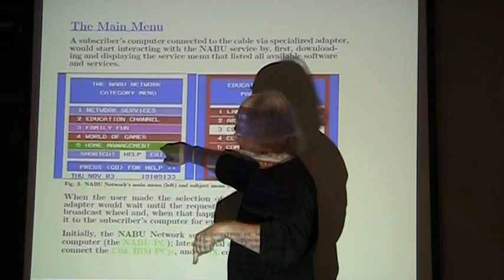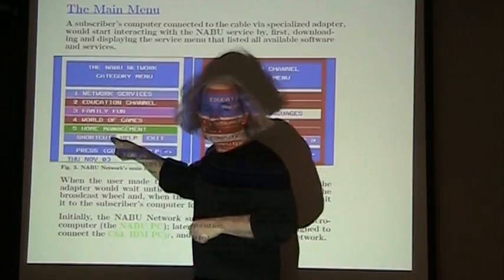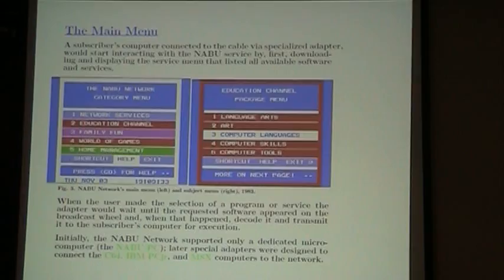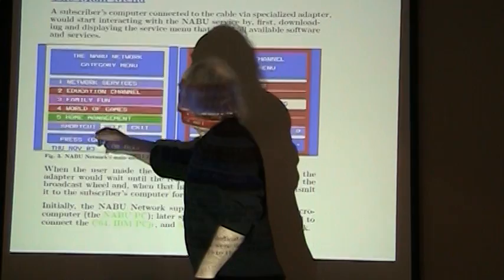What's interesting, help is obvious, exit is obvious, shortcut. This is your Google search. So you could search for keywords in names of applications and programs, and in that way you could access games faster and so on. So it's a primitive search engine that was available.